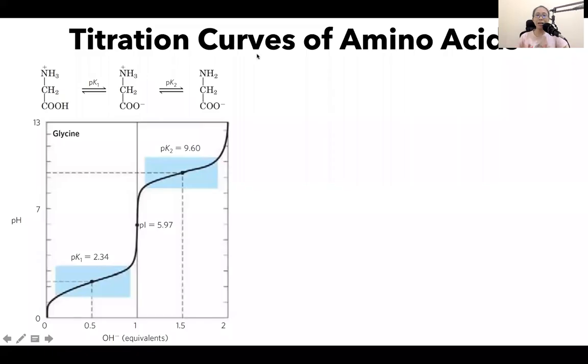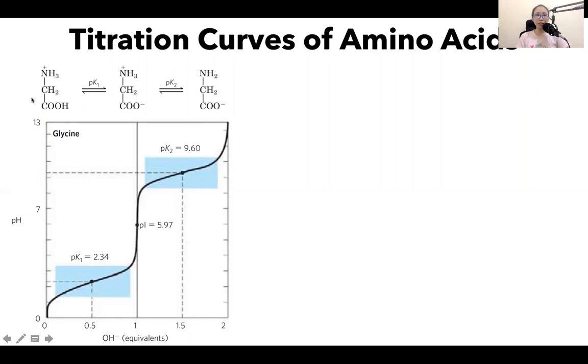Now you understand how titration of amino acids is performed. What is happening at the molecular level is actually the same as what I discussed with the titration of hydrochloric acid and sodium hydroxide. Now we are ready to interpret the titration curves of amino acids. Let's take glycine for example.